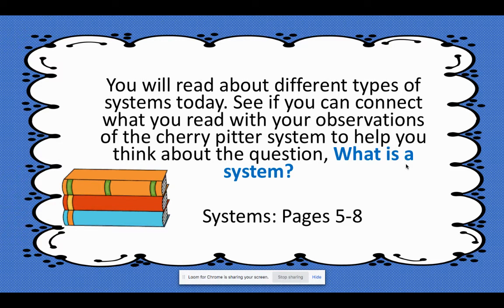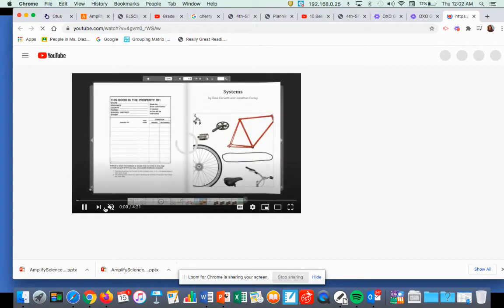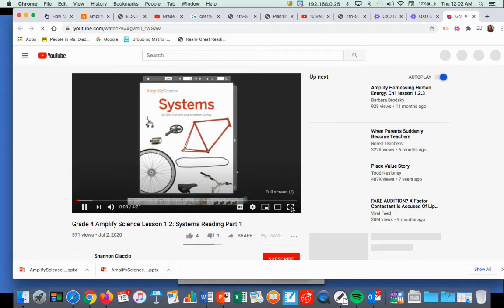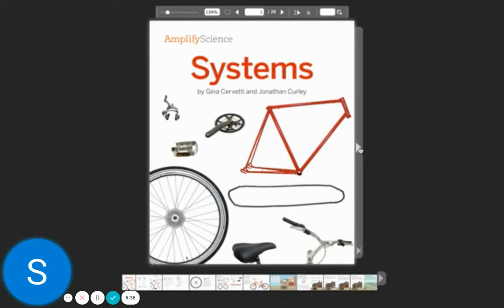You will read about different types of systems today. See if you can connect what you read with your observations of the cherry pitter system to help you think about the question, what is a system? So I'm going to show you a quick video of the pages being read to you, to our reading of the book Systems. We're going to read a few pages of Systems today to think about systems, their functions, the parts, and different systems we see in our everyday life.